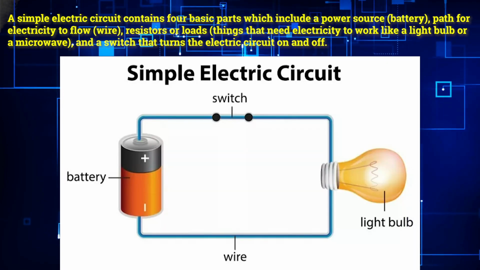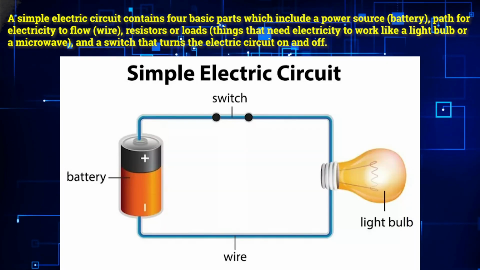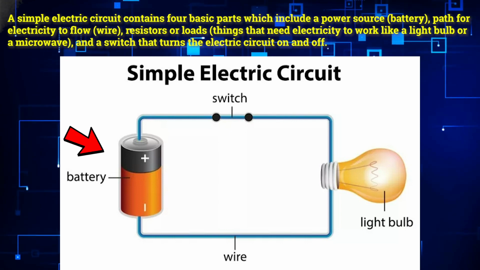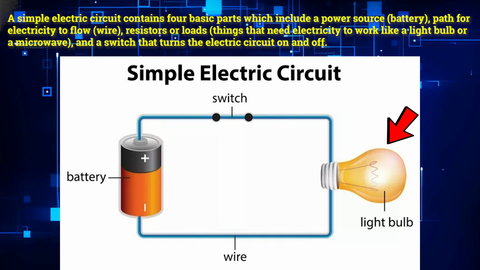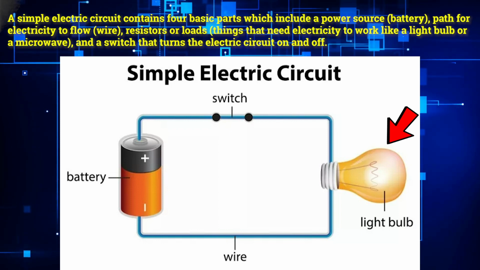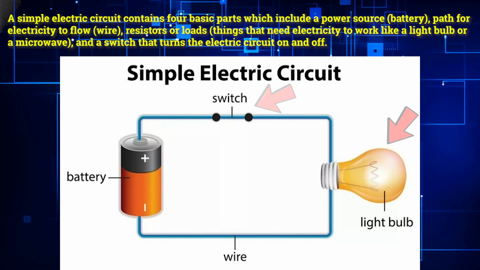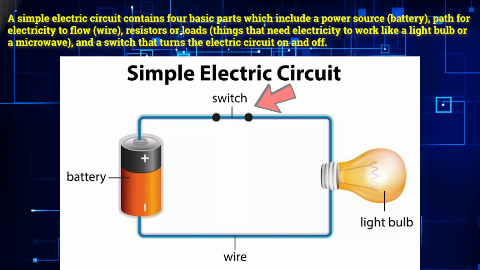An electric circuit is a closed loop that electric current can flow through. A simple electric circuit contains four basic parts, which include a power source, like a battery, a path for electricity to flow, like a wire, resistors or loads, which are things that need electricity to work, like a light bulb or your microwave, and a switch that turns the electric circuit on and off.